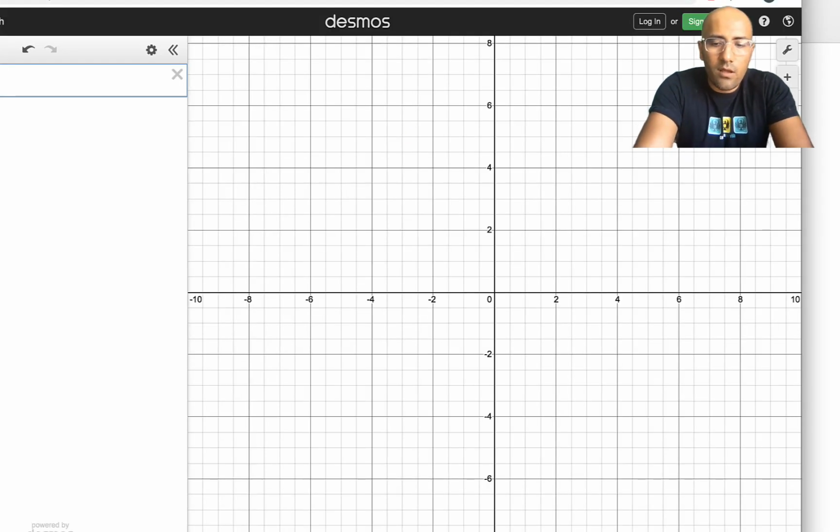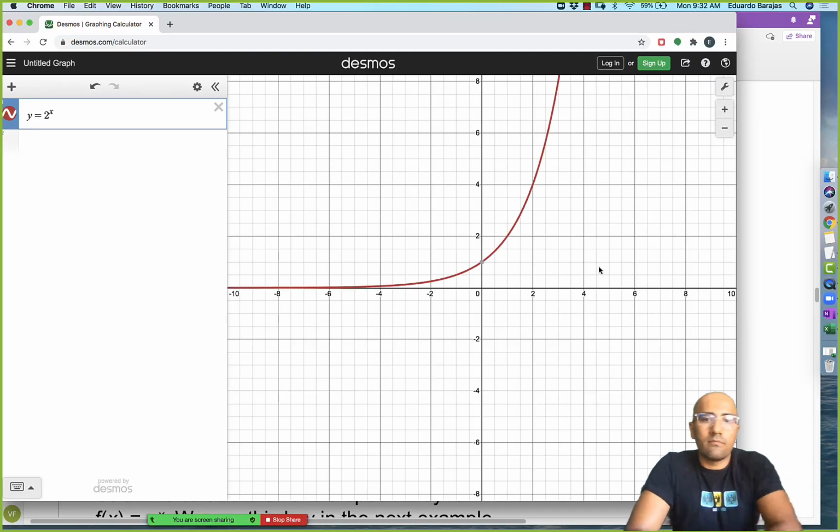So remember that if we have y equals 2 to the power of x, we have this kind of a graph. It goes through the point 0, 1, because 2 to the 0 power is still 1. And then if we let x be 1, we have a 2. So it goes through the point 1, 2, right in here. There it is, 1, 2. Good. And then if we let x equal 2, then we get the point 2, 4, which is right in there.